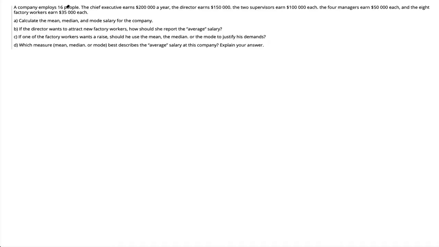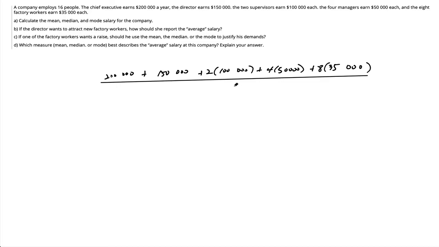Okay, so the mean for the 16 people is the sum of all the money values here. So only one of these, but there's 2 supervisors and the 4 managers and 8 factory workers. So all of that divided by 16 is going to be the mean.